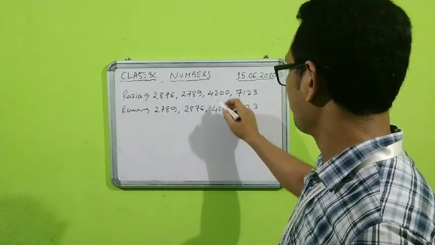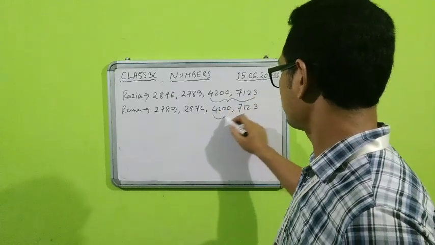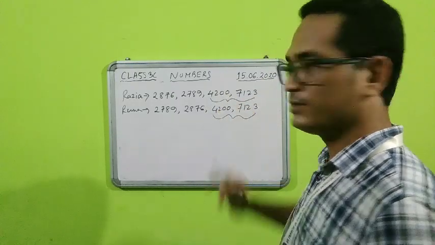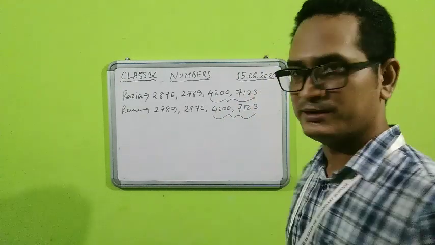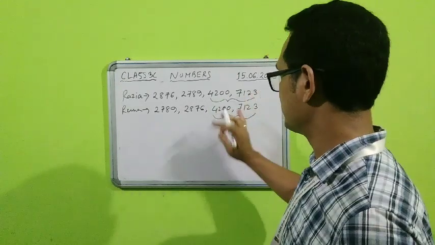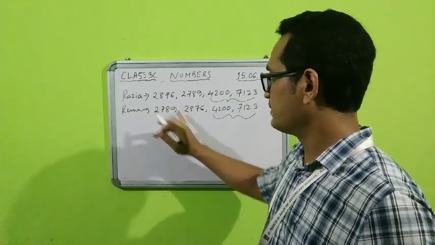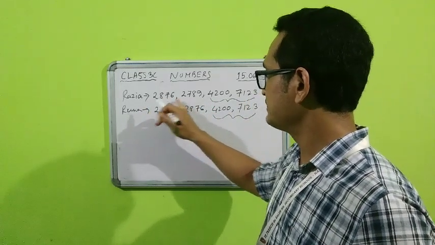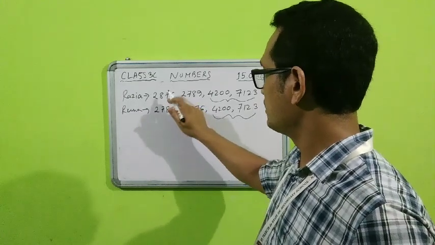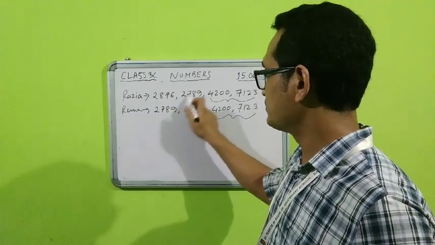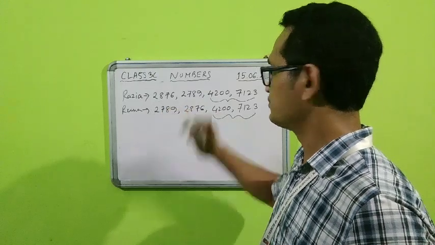Now see students, both of these are same: 4200, 4200, 7123, 7123. That means they are correct. So I don't need to check this part. Only I need to see this part because they are different now. 2876, 2789, 2789, 2876. Now students, which one is the smallest out of these two numbers? This one or this one?